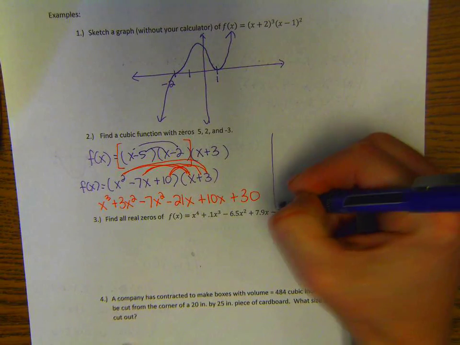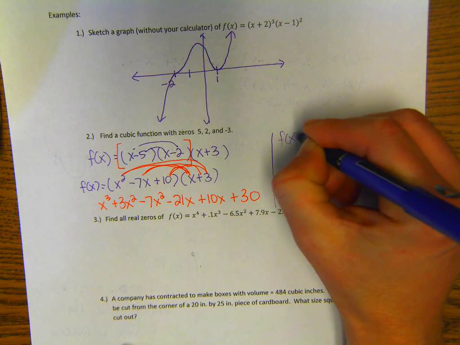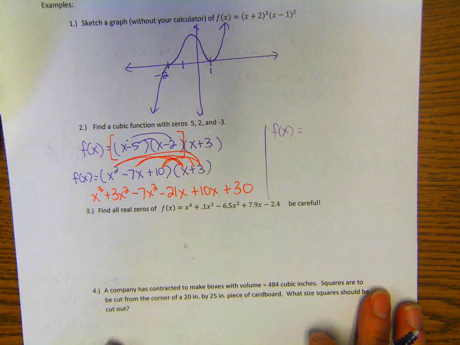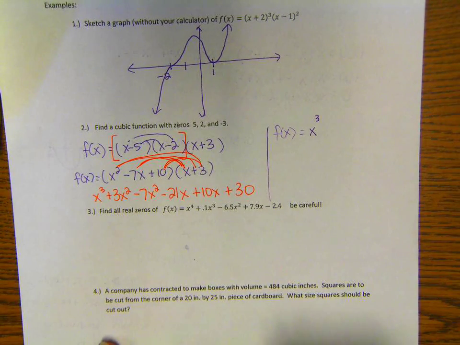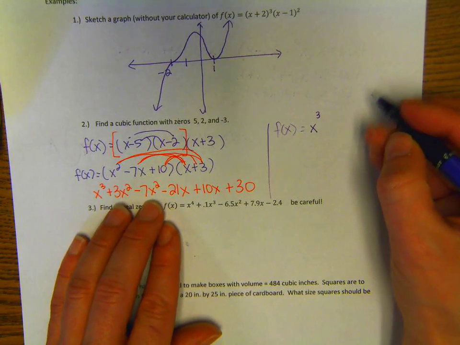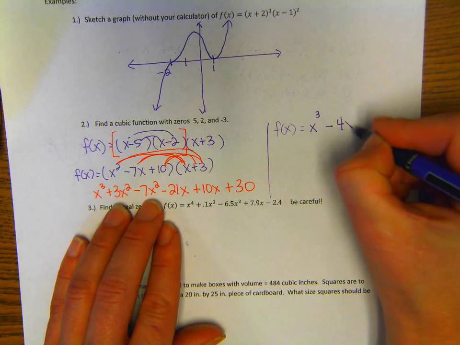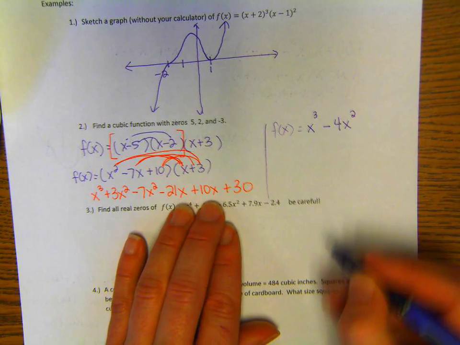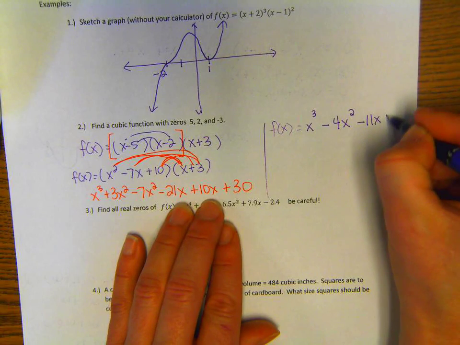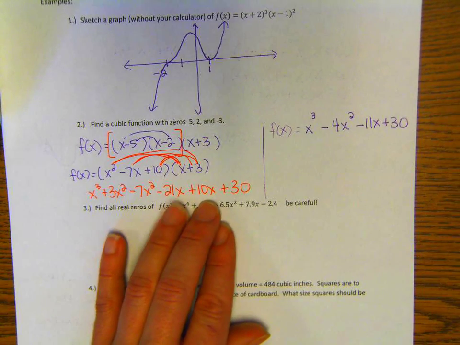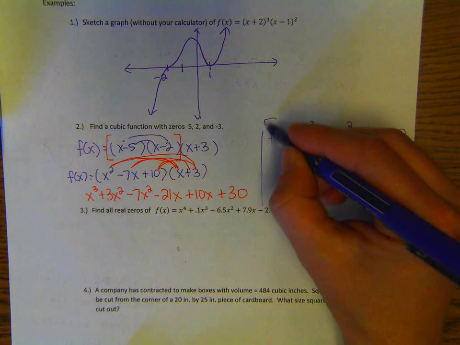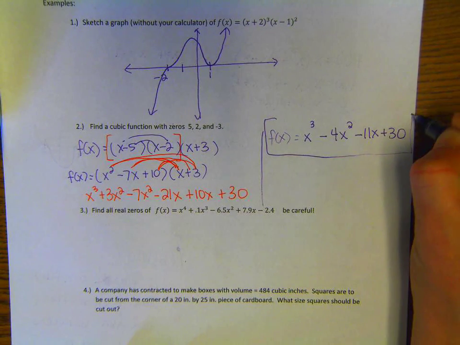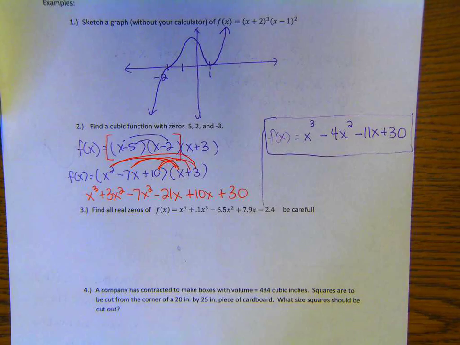Can I simplify that at all? Yes, I can. I can add some like terms. X cubed minus 4x squared minus 11x plus 30. And I do promise you, I won't make you do, at this point, larger than degree 3 polynomial.